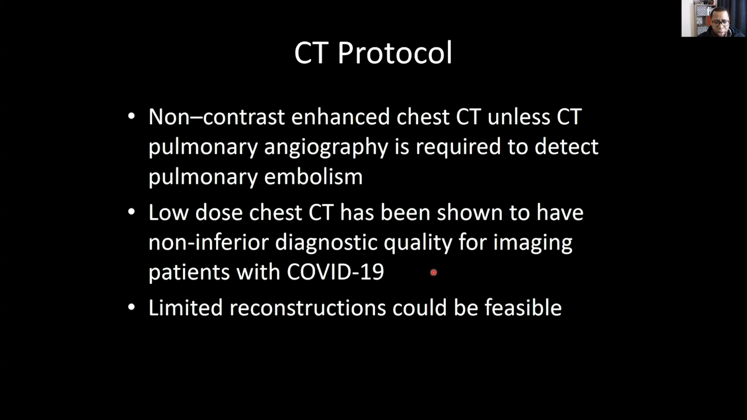So remember, we don't know a lot of the long-term sequelae of COVID-19, so these patients might have to come back with repeated CTs. And lastly, limited reconstructions could be feasible. And one of my institutions where I trained in, their protocol for COVID-19 just involved sending coronal sequences and lung windows to the radiologist to interpret. So they didn't send the axials or sagittals or the different kernels. They just sent a sharp kernel and in coronal, just to get that anterior, posterior, central versus peripheral, apical versus basal distribution noted.